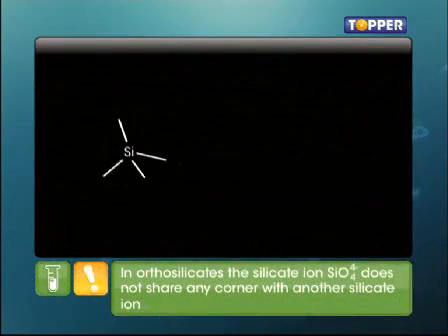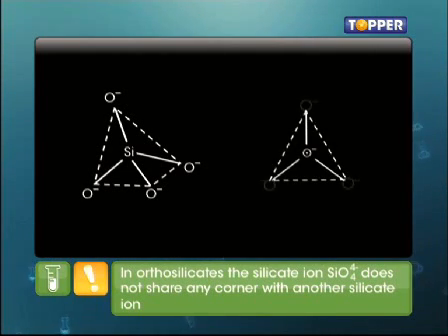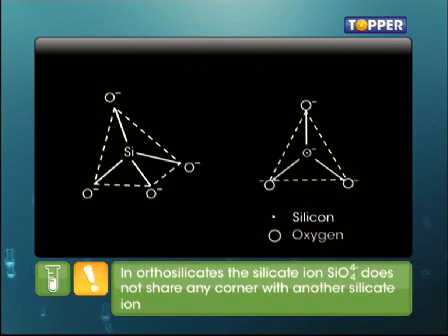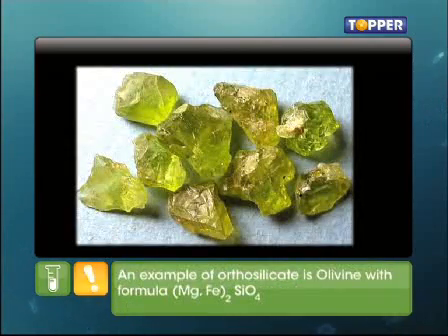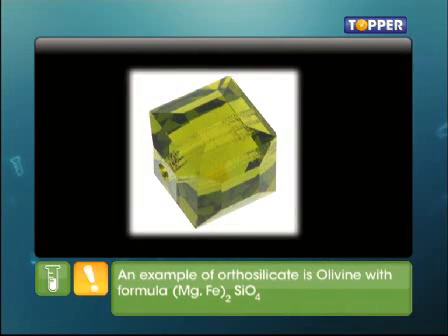A silicate which contains a simple silicate ion in which all the oxygen atoms are bonded to associated metal ions is called an orthosilicate. In orthosilicates, the silicate ion SiO4 4- does not share any corner with another silicate ion. An example of orthosilicate is olivine, a gemstone that is green in color. The formula of olivine is Mg(Fe)2SiO4.